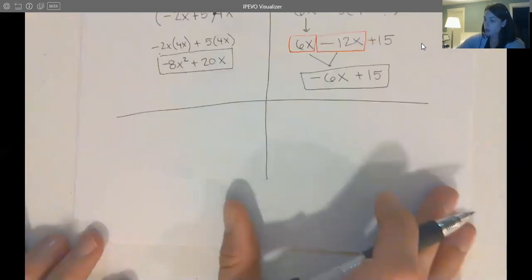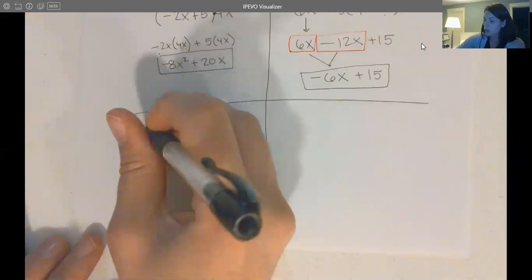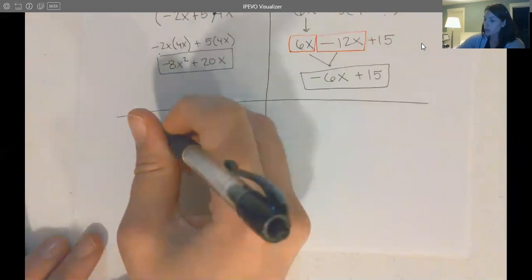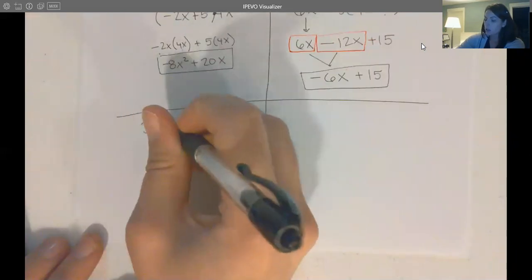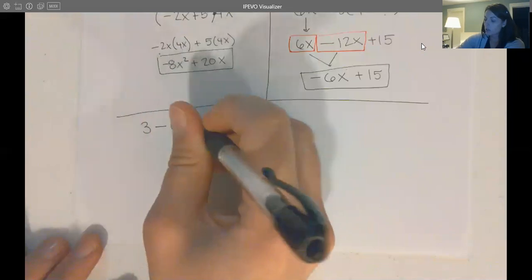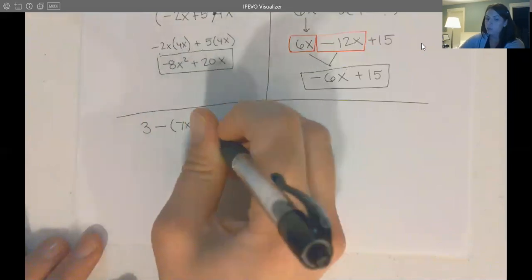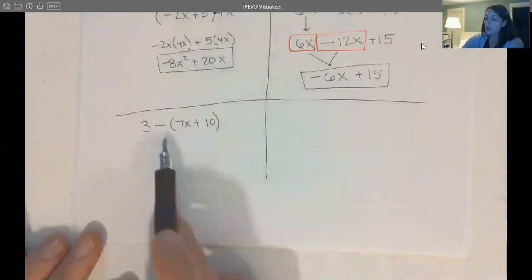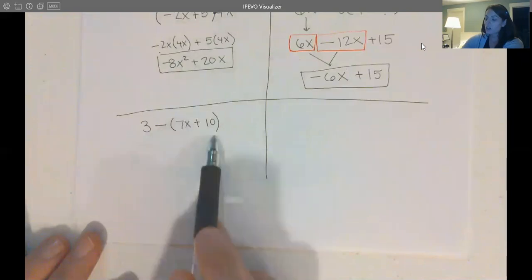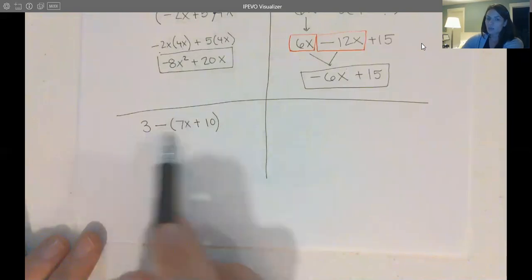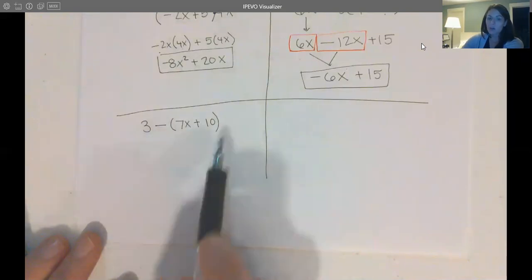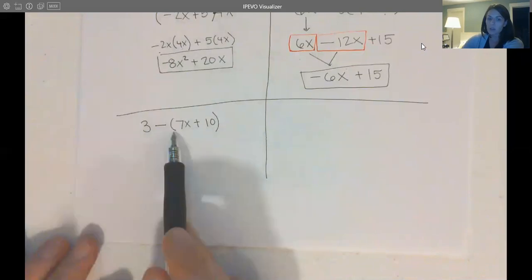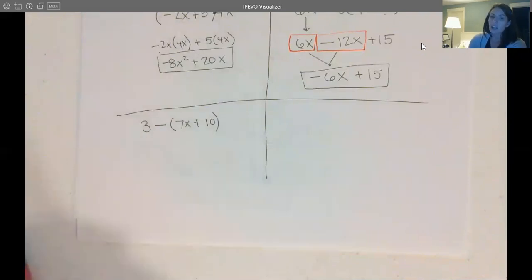So maybe I have 3 minus, parentheses, 7x plus 10. This one's tricky. This 3 subtract, and then I have the parentheses starting here. I can't just get rid of my parentheses. I've got to figure out, well, why are there parentheses around this? And then the negative sign out front, what does that mean? What is distributing through? And so I call this the ninja one.